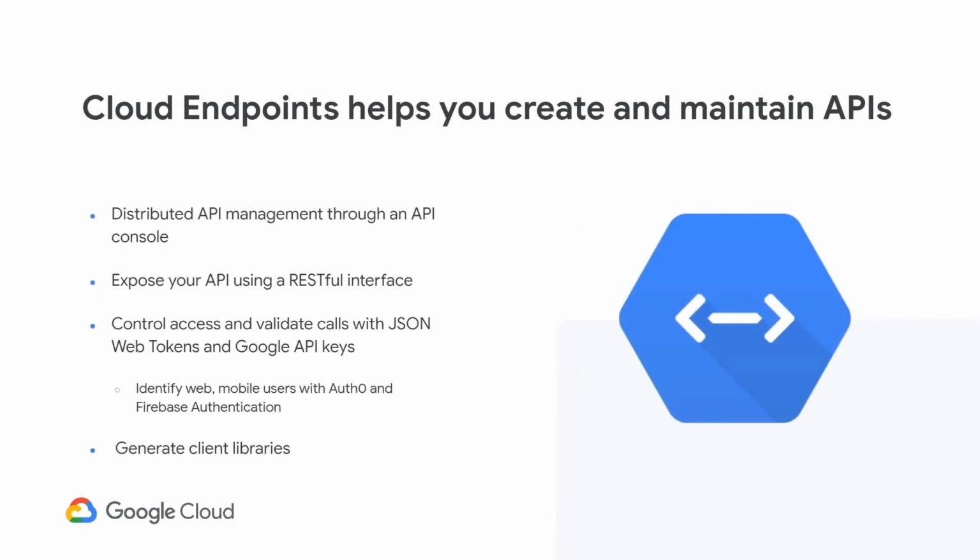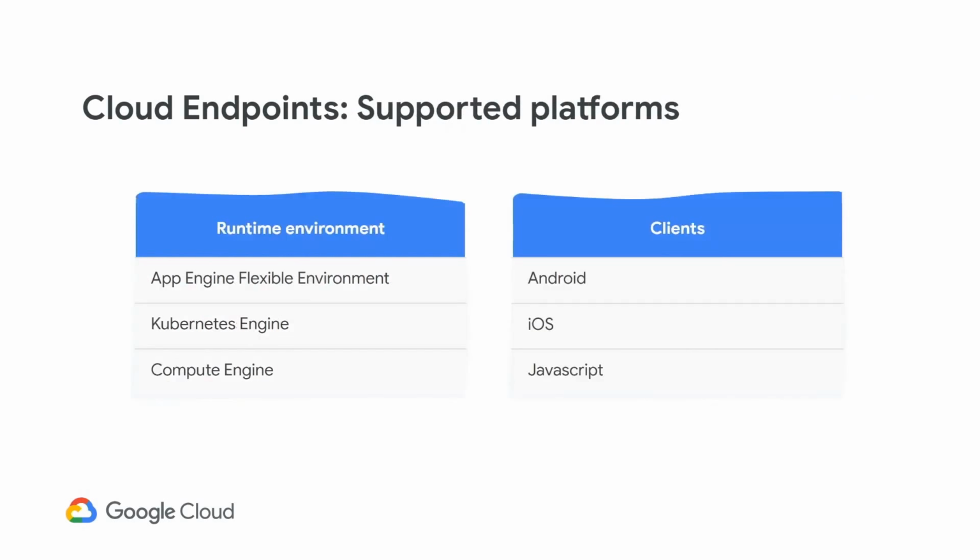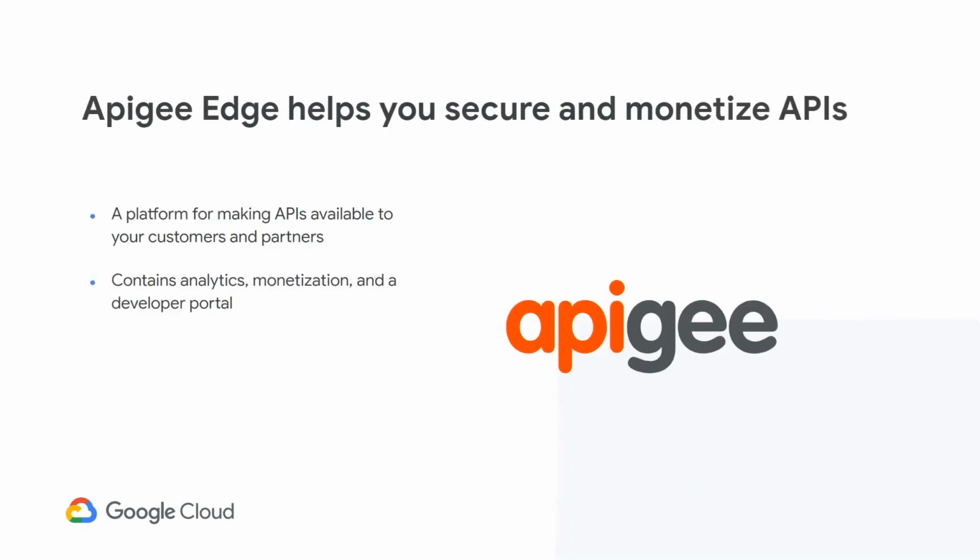Google handles everything basically from that API layer out. Now, it gives me a RESTful interface. I can control access. I can work with Google API keys and web tokens and all that sort of stuff. I can even generate client libraries that expose my APIs to people. And so the platforms, I can handle App Engine Flex, Kubernetes, containers. And then on the client side, there can be Android, iOS, anything that can call my RESTful services. So really, the clients could be anything.